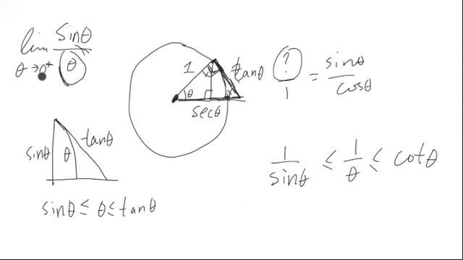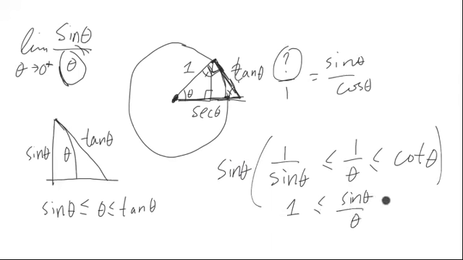Now, since we're taking a limit on the right, sine theta is going to be positive. So let's multiply everything by sine theta. It's positive, so it'll keep the inequality going the same way. So this would end up being 1 less than or equal to sine theta over theta less than or equal to, well, cotangent is cosine over sine. So when you multiply by sine, it would cancel, and you're just left with cosine theta.